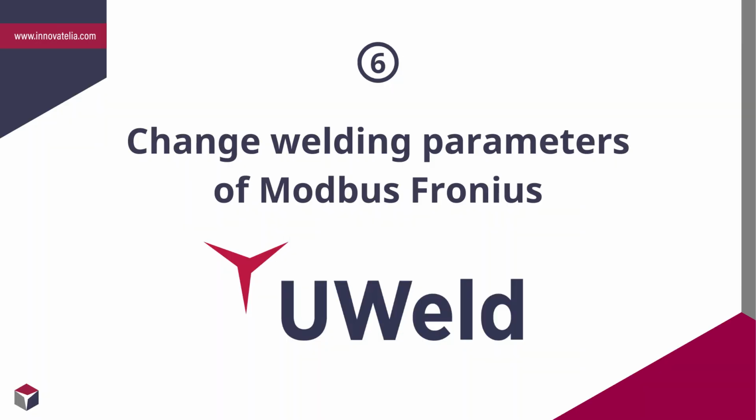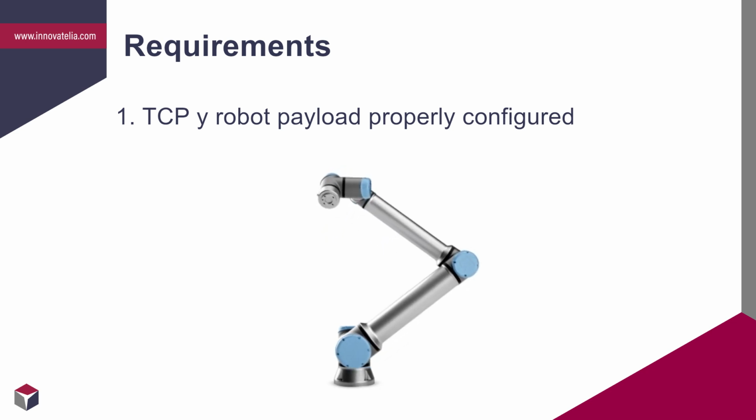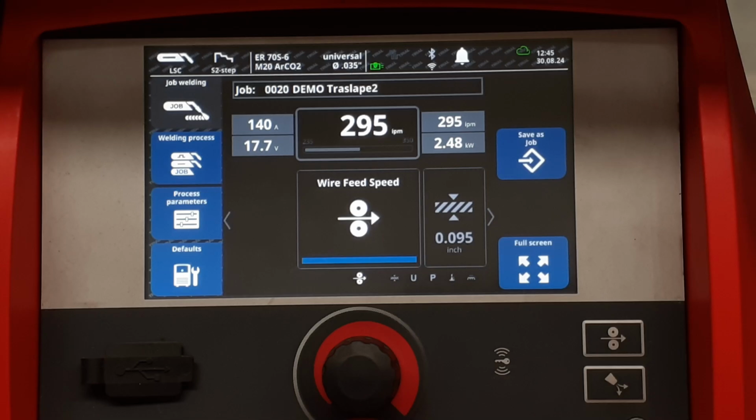Let's see how to change the welding parameters of a Modbus Fronius power source. We will need to ensure that the TCP and robot payload are correctly configured. The TPSI Fronius power source has a configuration that allows changing jobs or the welding parameters from the robot.